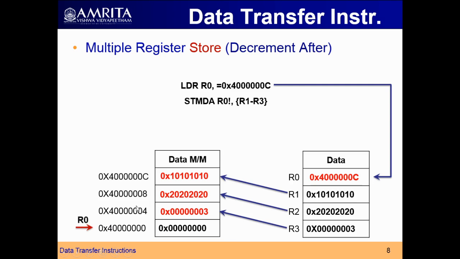That means after each store operation is completed, decrementing of the address pointer will take place. And what will be the final address pointer in R0? It will be 4000. Initially it was 400C. After executing this, it will be 4000. Why? Because the write back is there. If the write back is not there, the address pointer will be the previous one itself, right? So these are the examples showing load and store multiple instructions.